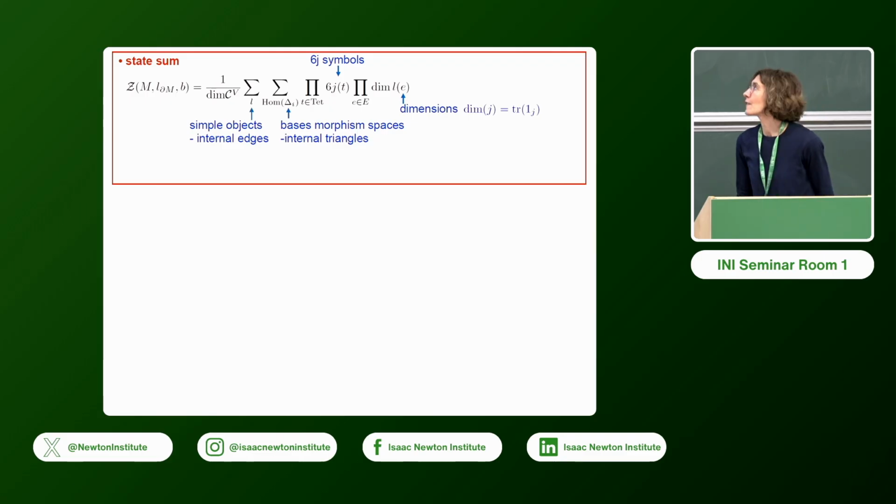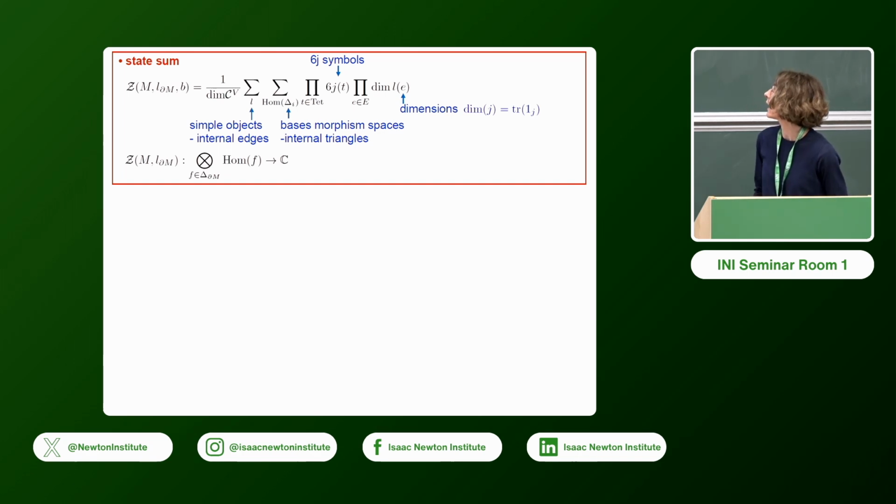So a priori, this depends on the labeling with simple objects at the boundary and the boundary morphisms. One can also see this as a map that depends only on the boundary labeling of the simple objects and takes the associated tensor product of the morphism spaces at the boundary and goes to C. Okay, so that's the way to construct the Turaev-Viro-Barrett-Westbury state sum.